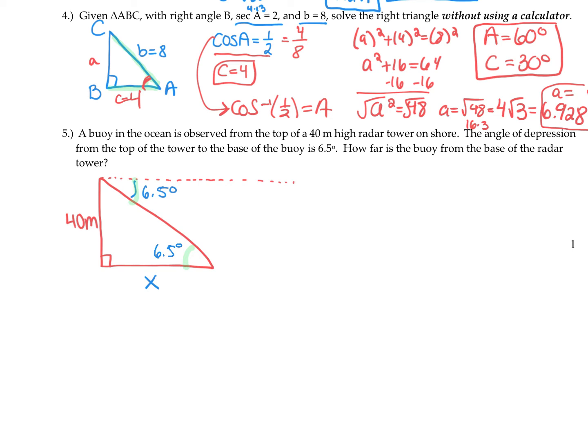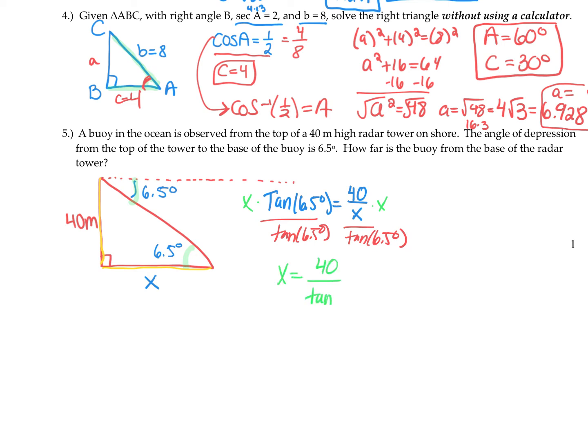So using that information, I have my opposite and my adjacent. So I'm going to use tangent of the 6.5 degrees. It's going to equal 40 over x. So again, I'd have to multiply by x and then divide by the tangent of 6.5 to get my calculator ready answer. My x is going to be 40 divided by the tangent of 6.5 degrees. So when I type that in my calculator, I would get 351.075 meters.